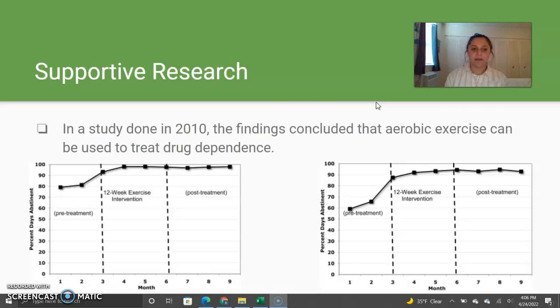In another research study done in 2010, the findings concluded that aerobic exercise can be used to treat drug dependence. In this study, they had a group of individuals that were abstinent from alcohol and drugs, and they implemented an aerobic exercise program for 12 weeks. The graph on the left shows the percentage of days abstinent for the individuals pre-treatment, before the 12-week exercise intervention. Then through and after the exercise intervention, almost 100% of the days the people were abstinent. It is very similar with the drug dependence on the right. The percentage of days abstinent findings are very similar.